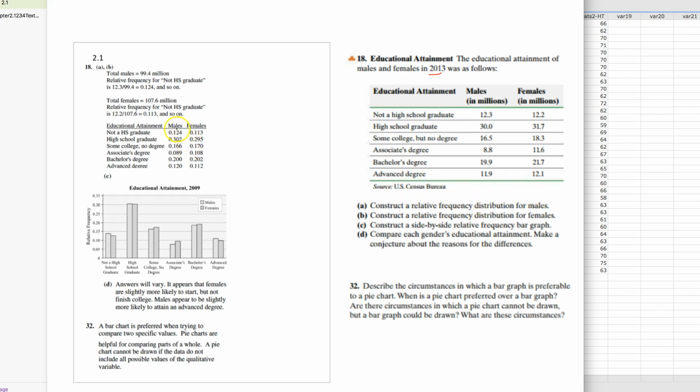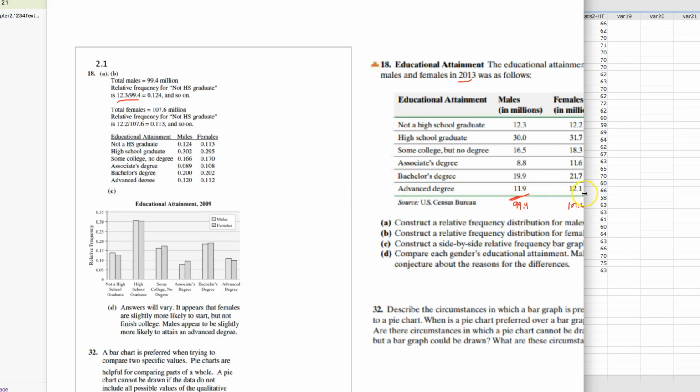And again, looking at the solution over here, you can see the first thing that comes up is to get these values here. Where do these values come from? Not a high school graduate. Where does 0.124 come from? You can see from these values right there, it comes from 12.3 divided by 99.4. And this total here, from here, this is where you will get 99.4. And then if you sum this up here for females, it's 107.6. And so that's where those values come from as we look at the solution to those.